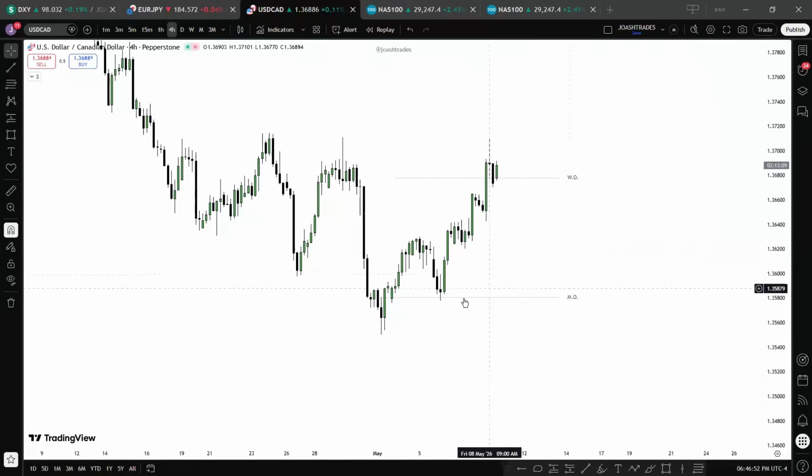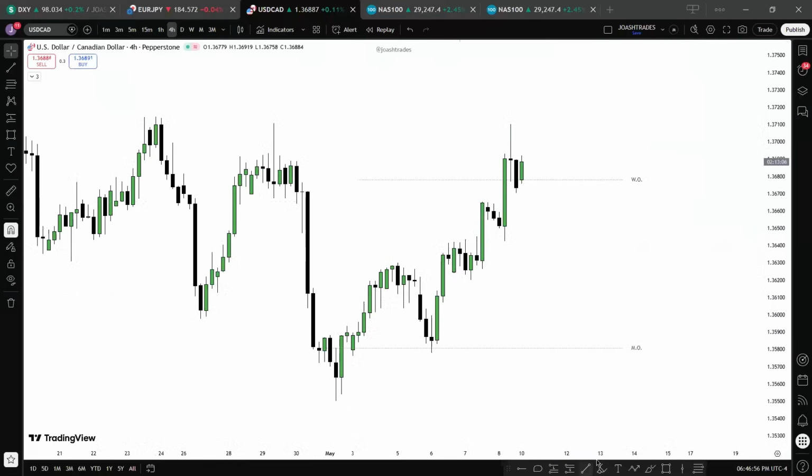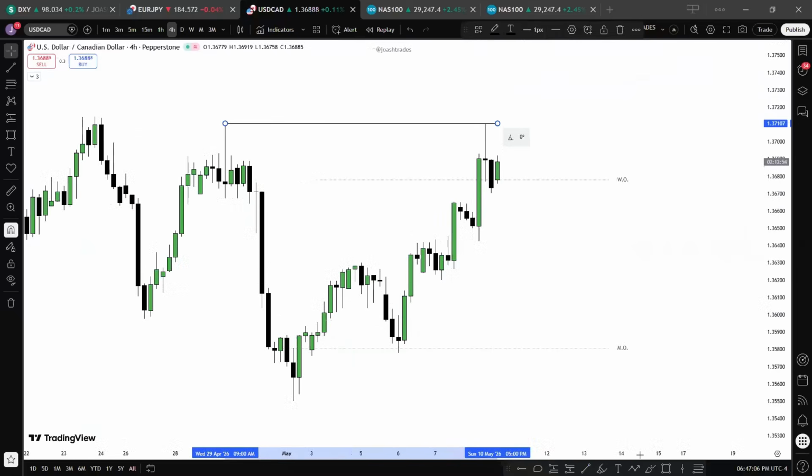So here's the USD CAD, a perfect example. Now you could see that price was running for this high, although it hasn't gotten there yet. I believe it will get there soon. The market just opened this Sunday. Now you can see we have an area of inefficiency at which price found support before rallying here. This is the 4-hour time frame.